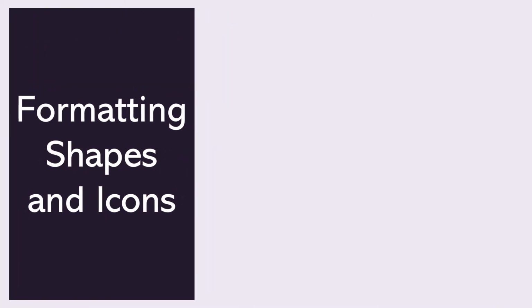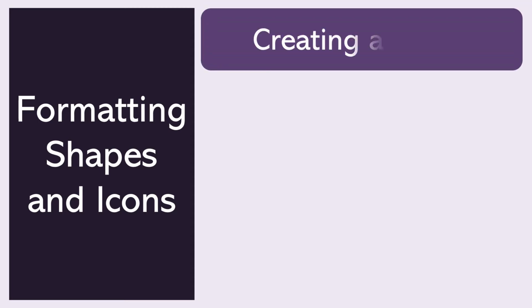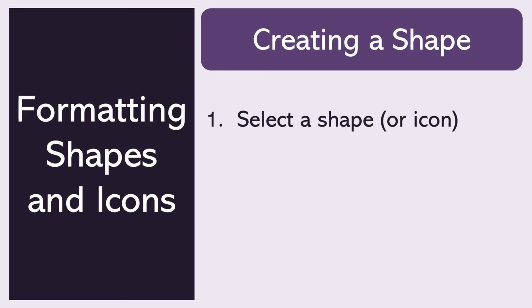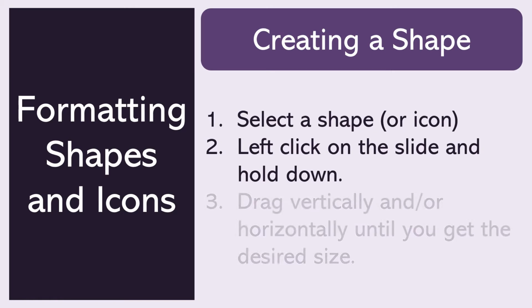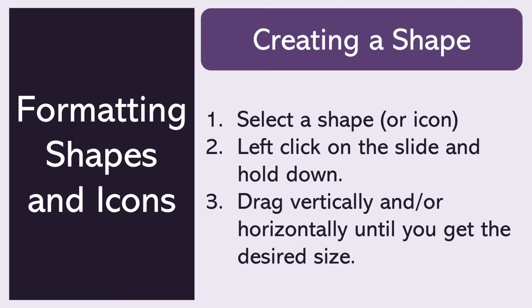Now that we know where to locate the shapes and icons, we want to know how to format them. Let's begin by creating a shape. First, we're going to select the shape in the Insert tab, or an icon if you prefer. Then we're going to left click on the slide where we want the shape or icon to be. And we're going to hold down and drag vertically and or horizontally until we get the desired shape.